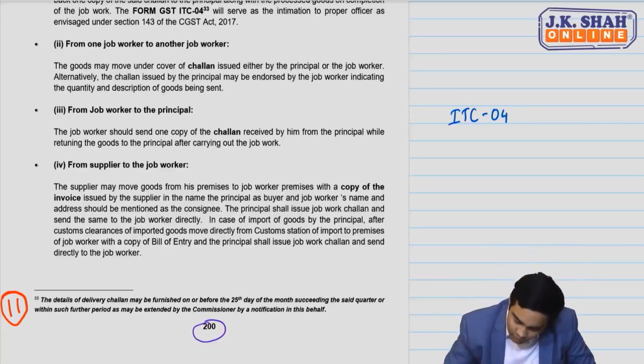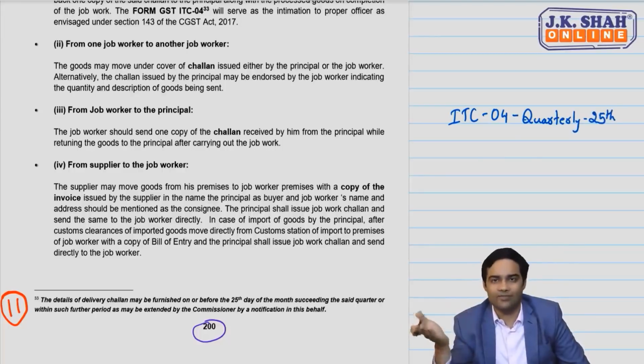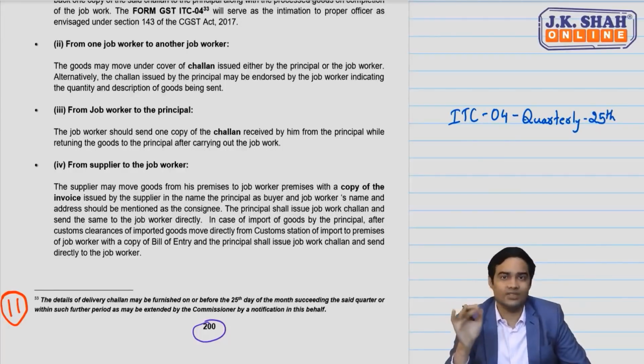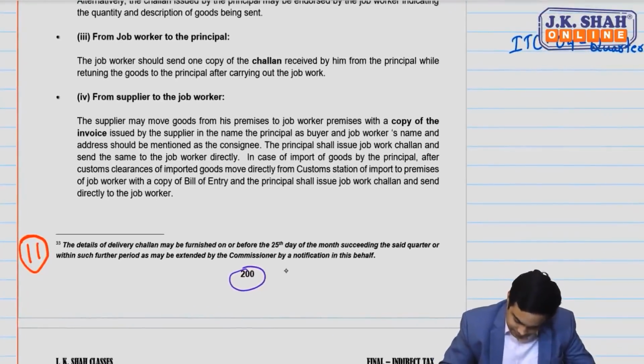Now ITC-04, the frequency was quarterly and the due date was 25th after the expiry of each quarter. So April to June, 25th July, July to September, 25th October. Government has reduced the frequency. Now you can file depending on aggregate turnover preceding financial year. If your aggregate turnover preceding financial year was up to 5 crore, then the frequency will be yearly. Is it, sir? Yes. You will file only once.